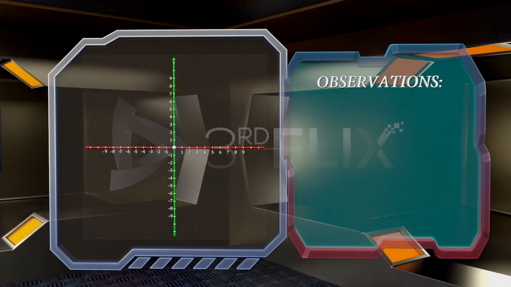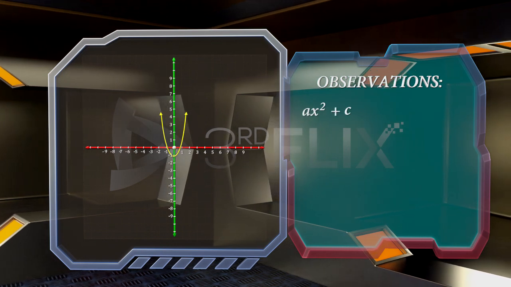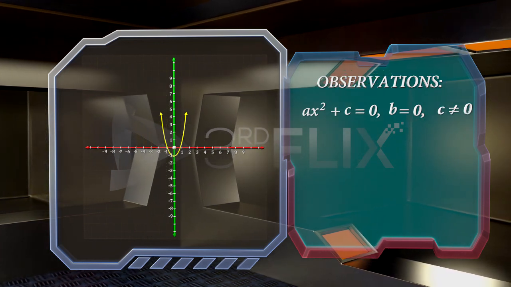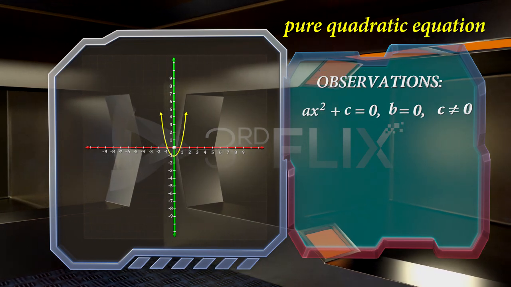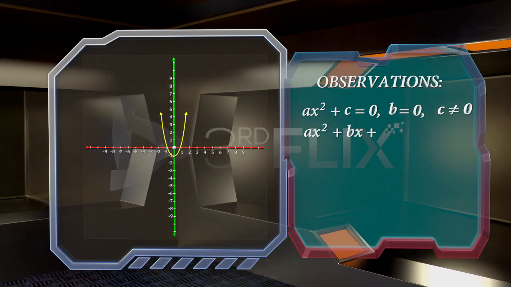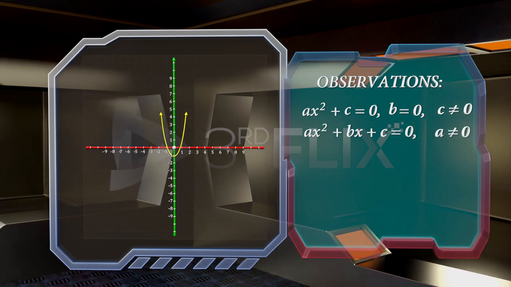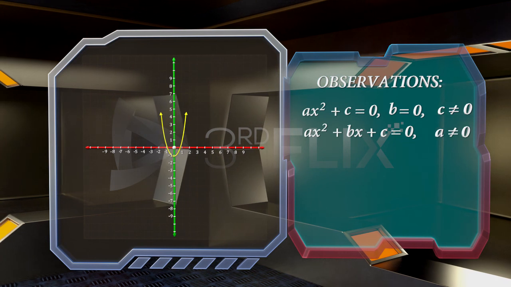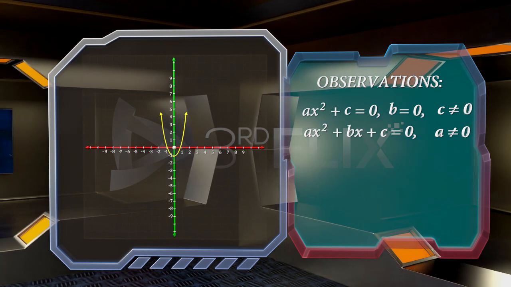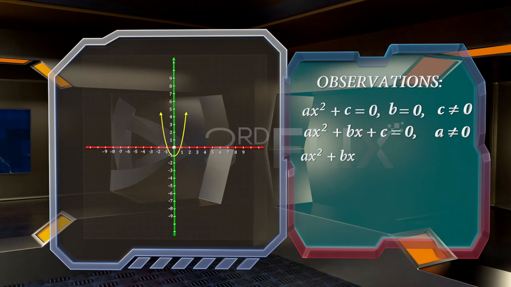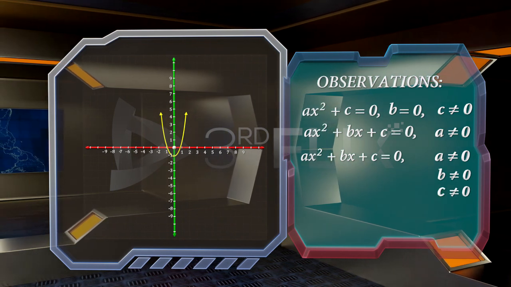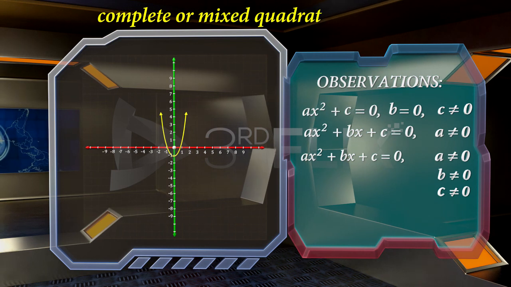Observations. An equation of the form ax² + c = 0, b = 0, c not equal to 0, is called a pure quadratic equation. An equation of the form ax² + bx + c = 0, a not equal to 0, in descending order of degrees, is called the standard form of a quadratic equation. An equation of the form ax² + bx + c = 0, b not equal to 0, c not equal to 0, is called a complete or mixed quadratic equation.